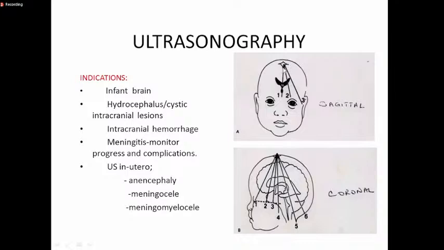We look through the anterior fontanelle, but you can also look through the other fontanelles to be able to see the brain. And you can see quite a lot. So you can see lesions which are cystic, or the baby has hydrocephalus. Intracranial hemorrhage can be seen. Sometimes in patients with meningitis, though you may not use it to make the diagnosis, you may use it to monitor the progress of treatment and the complications associated. In babies who are not born very well, you can see some of these lesions.